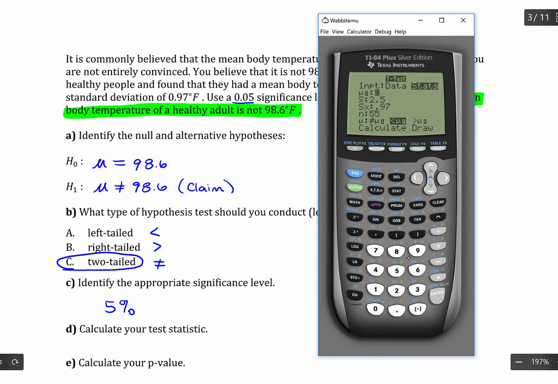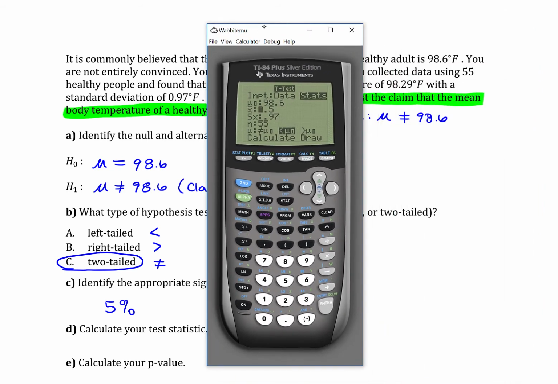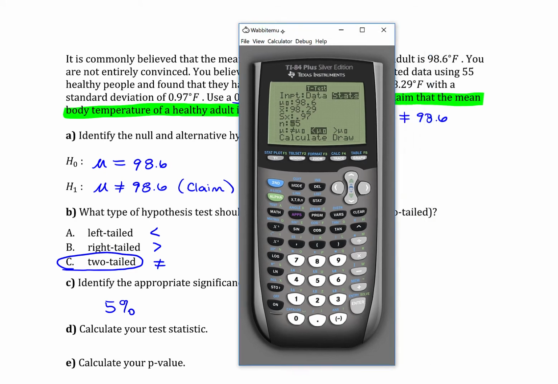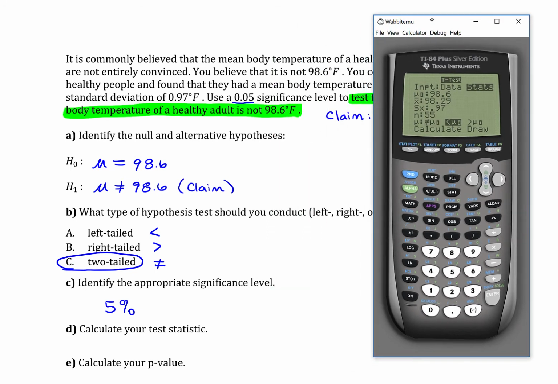The mean from the null hypothesis is 98.6. So that's what mu sub 0 is. X bar is the mean from the sample, which is 98.29. And then the standard deviation from the sample is 0.97. And the sample size is 55, so I'll just leave that. And the last thing to check here is what type of test we're using. We decided it was two-tailed because of the not equals, so we'll check that box and press calculate.